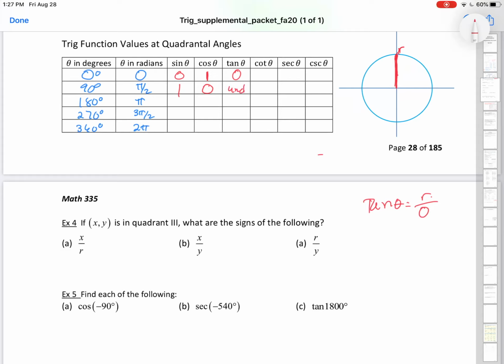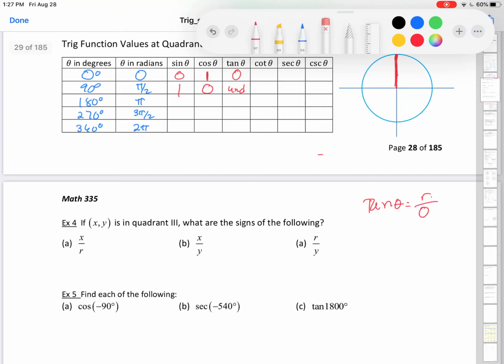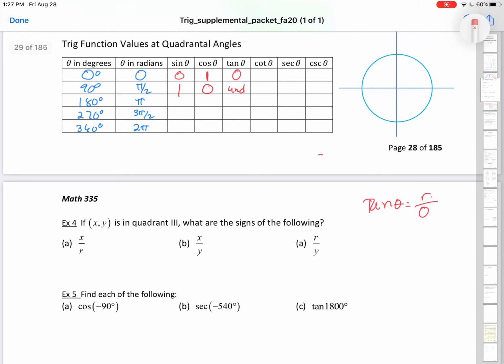It's the first time we got an undefined. We'll get it a lot because of these relationships and different angles and things. But we're going to handle that just fine.